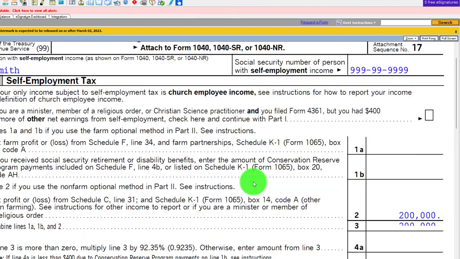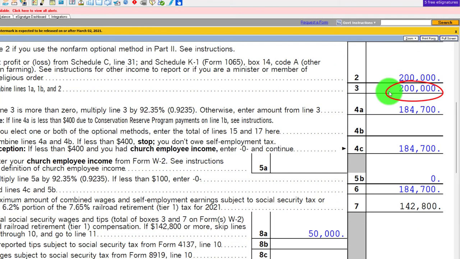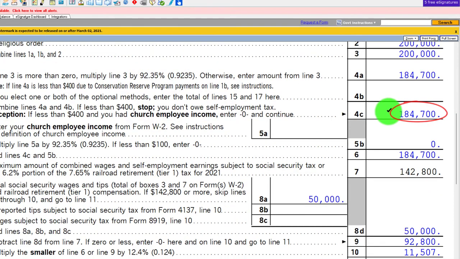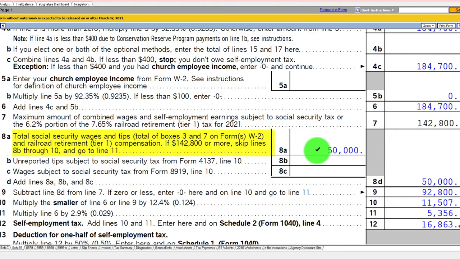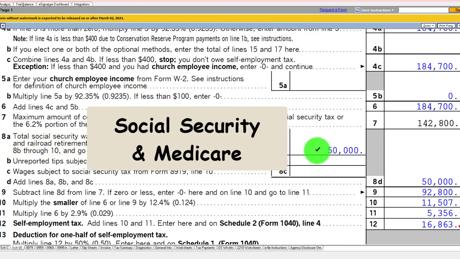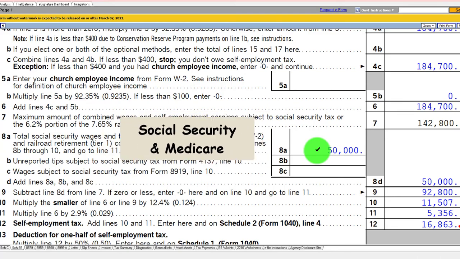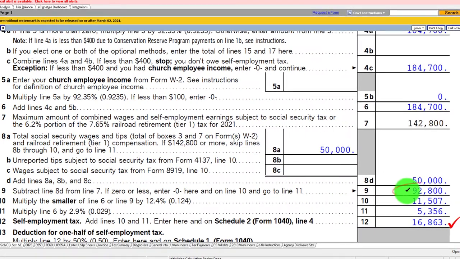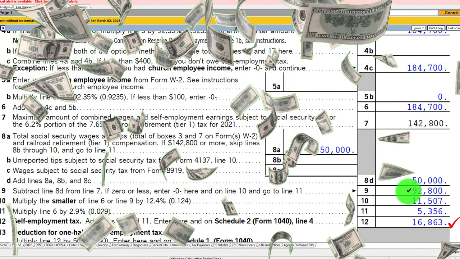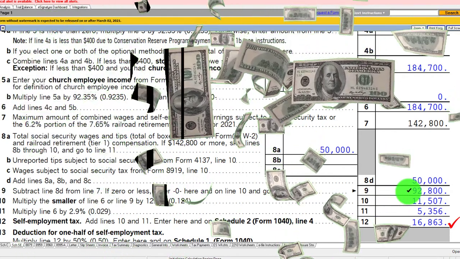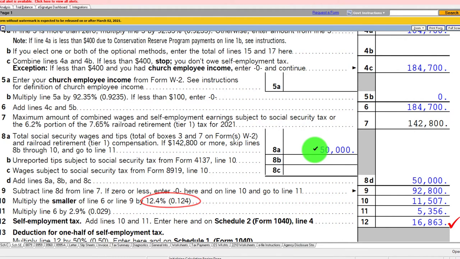So if I go to self-employment and take a look at the calculation, we've got the 200,000 that we made from the Schedule C that hadn't changed. The 184.7 is what would generally be subject to the self-employment tax. But then here we've got the total Social Security wages and tips from the W-2 at the 50,000, which is already subject to Social Security and Medicare, but only on the employee portion. And that reduces the amount down to the 92,800, which is good because instead of us having to pay the employee and employer portion, we only paid the 6.2% instead of the double, the 12.4% for the Social Security side, as well as on the Medicare side, we're only going to be paying the 1.45 instead of the 2.9.